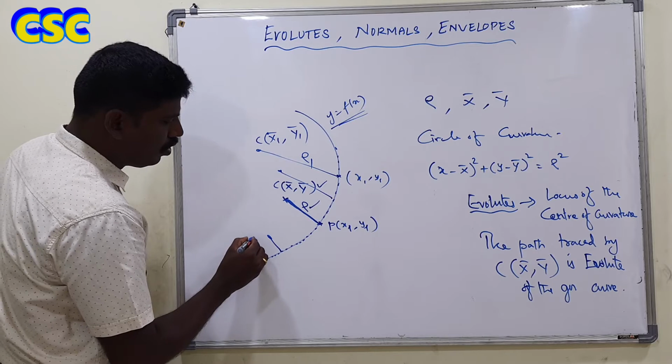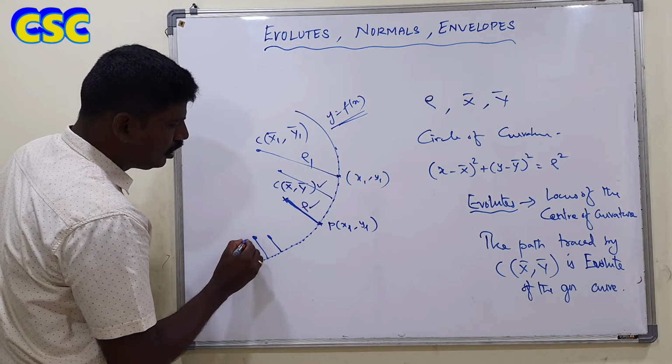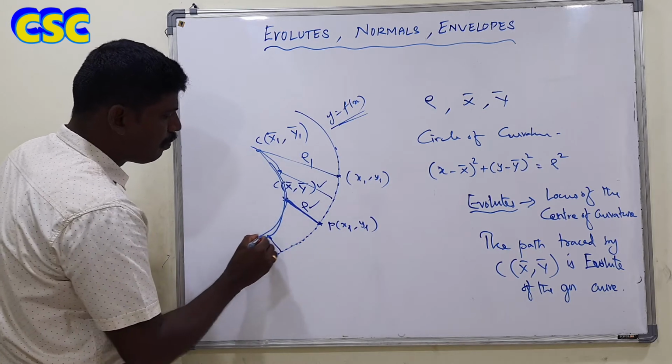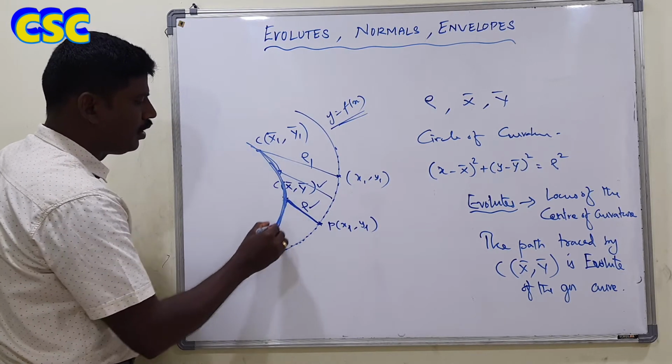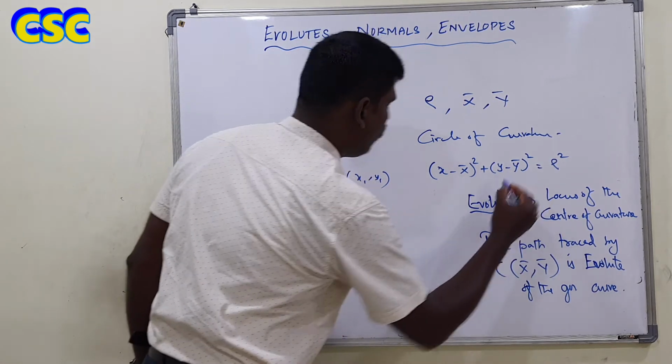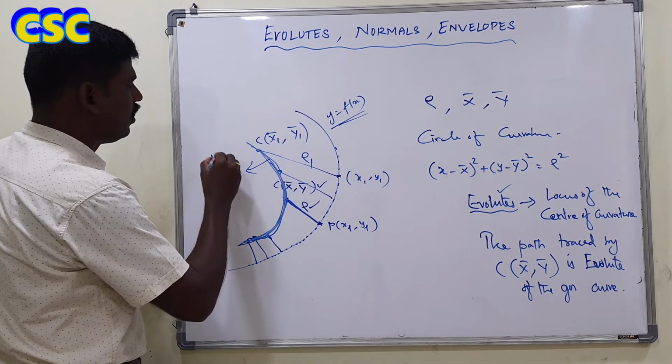So isn't it right? So this is the path traced by the center of curvature, isn't it? This curve is called the evolute. We call this curve as evolute.